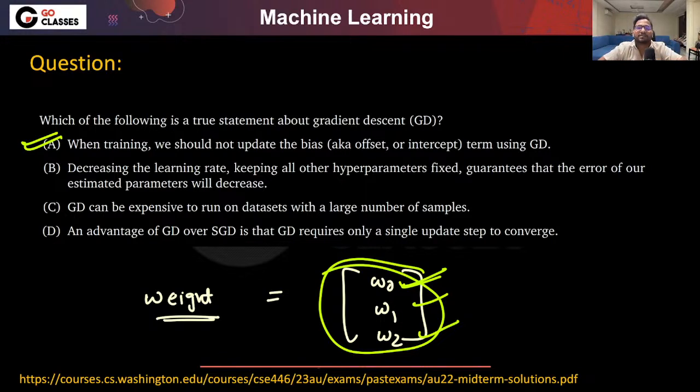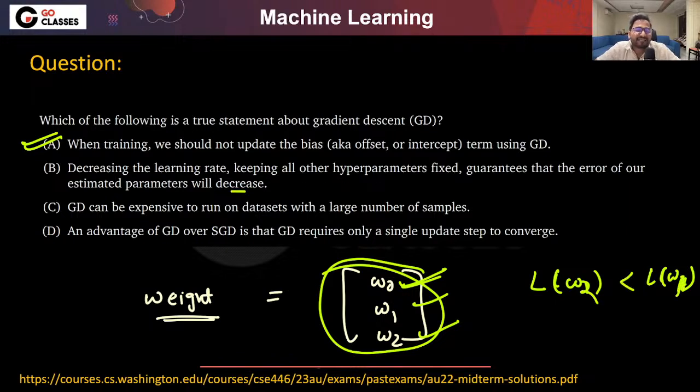So they are saying decreasing the learning rate, keeping all the things fixed, guarantees that error of our estimated parameters. So basically they are saying, what about LW1 and LW2? Okay, so it is guaranteed that LW2 will be lesser, or in other words lesser only. No, I mean how much to decrease?